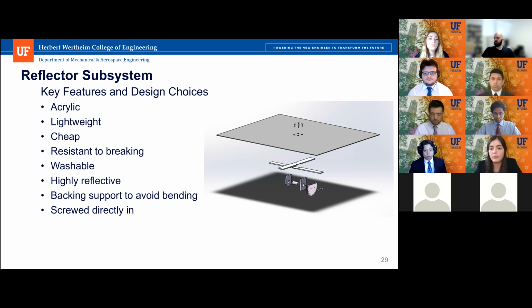There are a couple of reasons why we chose acrylic over their regular glass counterparts. First of all, acrylic is very lightweight. An acrylic mirror has a density of 1.19 grams per centimeter cubed, compared to glass, which has a density of 2.45 grams per centimeter cubed. This weight reduction places less strain on the actuators, which will allow them to have a longer lifetime.